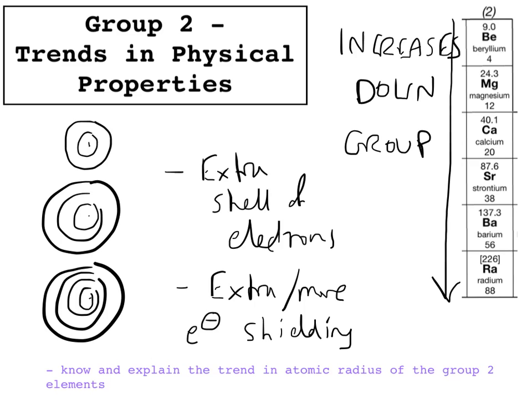And so the atomic radius, i.e. the distance from the nucleus to the outer edge of the electron shells, or the distance from the nucleus to the outer electron, if you like, increases down that group.